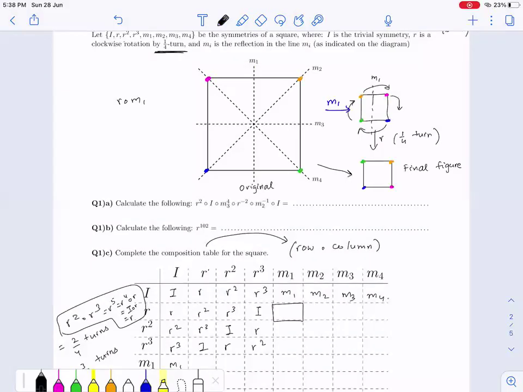Okay, and this would be one reflection, because it's a rotation followed after a reflection. So this would turn out to be a reflection. About which axis is this reflected? It's this M2 here.